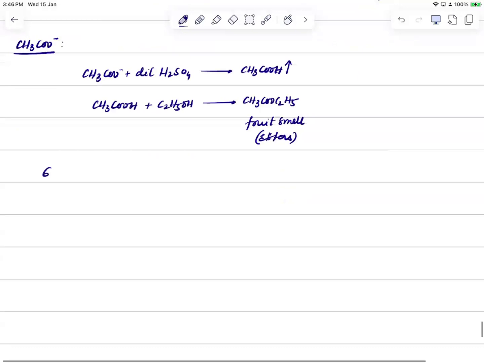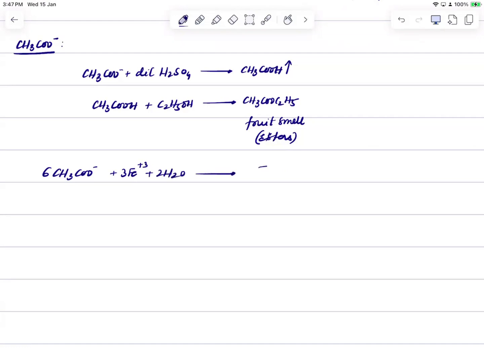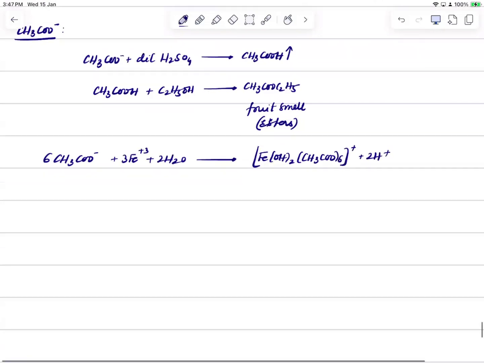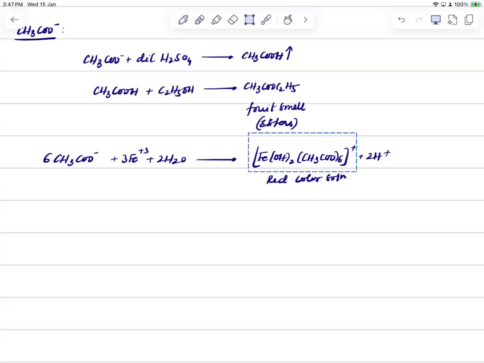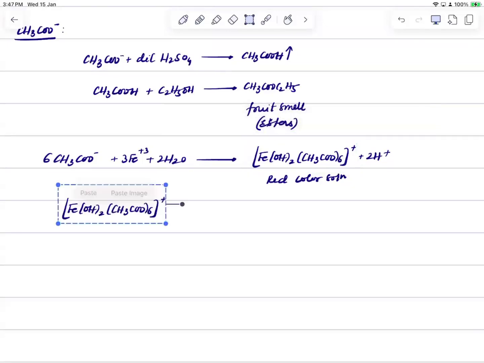This one is a very important reaction. Last year also asked many times. This acetate ion, when you treat with Fe plus 3 plus 2 moles of H2O, it will give Fe(OH) twice and (CH3COO) 6 times. This is the complex we are talking about. Plus 2 moles of H plus. This complex is actually a red color solution. Red color solution. So this is not a PPT, but this solution, right?